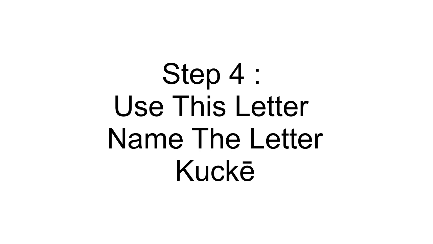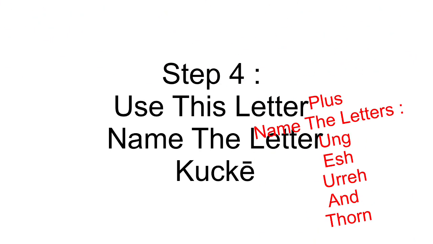Step 4. Use this letter. Name the letter cookie. Plus, name the letters ung, esh, ure, and thorn. So these letters are going to appear in the new futuristic English alphabet.